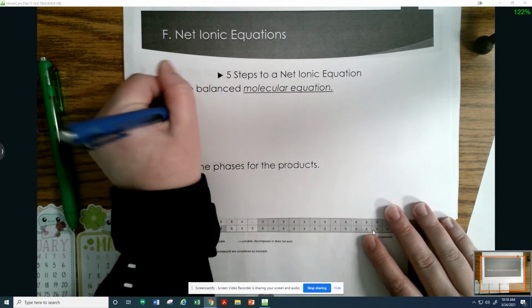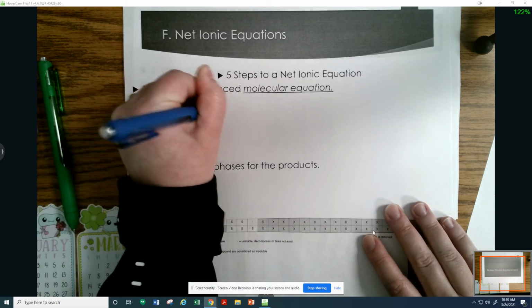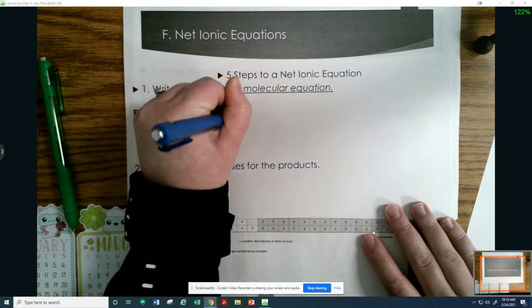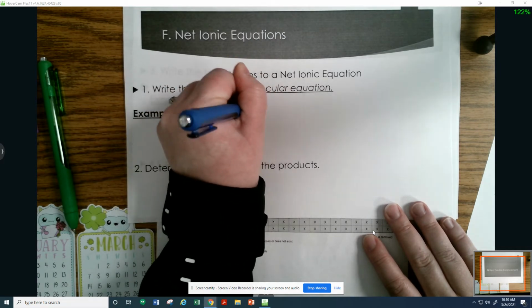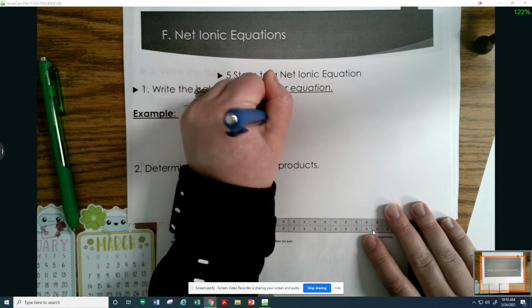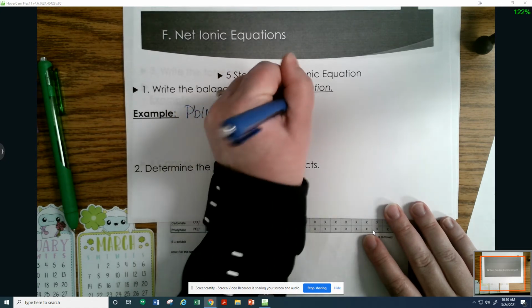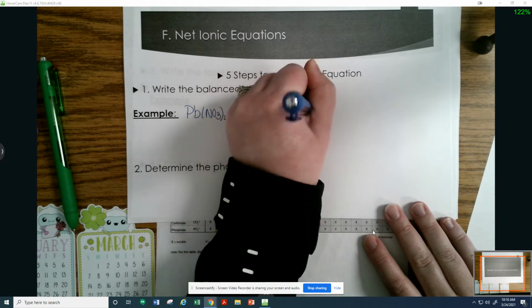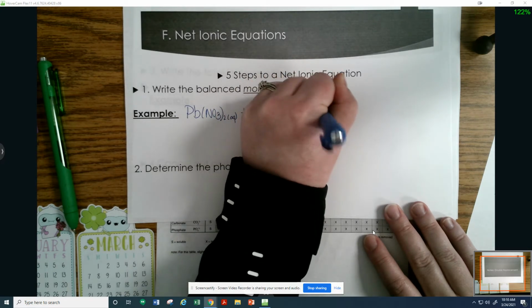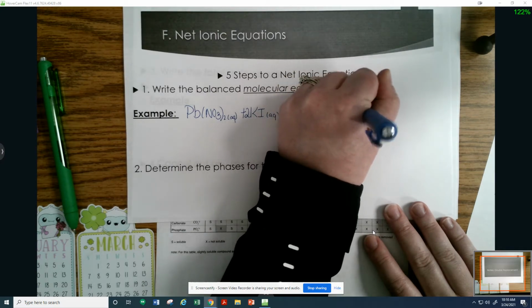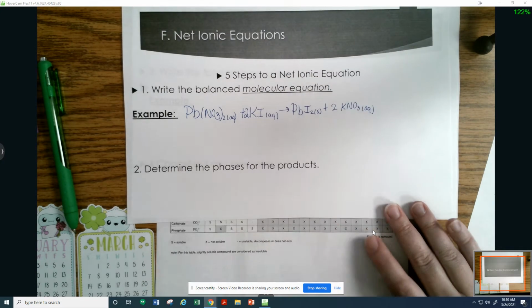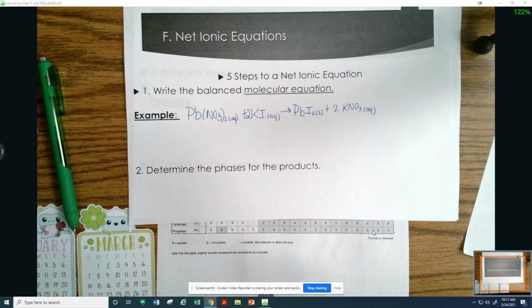So we said we had Pb(NO3)2 aqueous, reacting with potassium iodide, and we had two of them, coefficient of 2, forming the lead iodide solid and a coefficient of 2, KNO3, aqueous. So again, nothing new has been added here. It's exactly what we finished up with the first guided example in the notes.